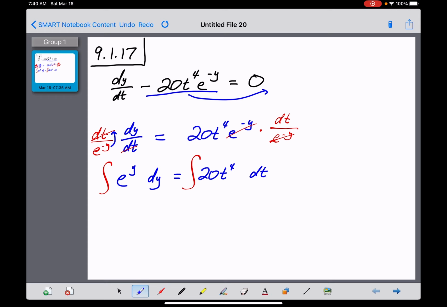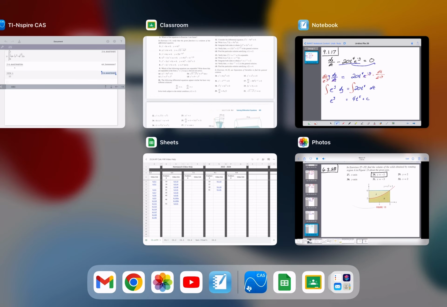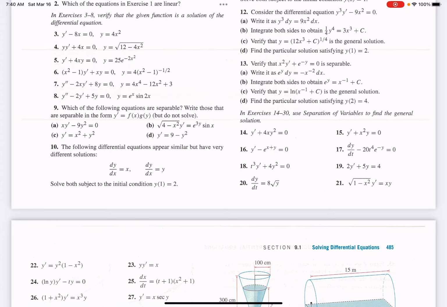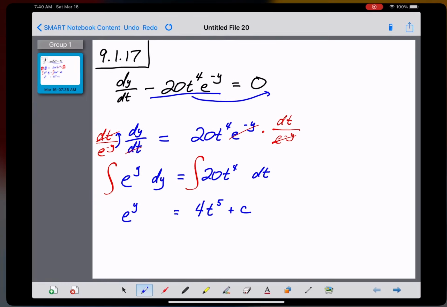So now we've got everything separated, so we'll go ahead and anti-differentiate both sides of this equation. Antiderivative of e to the y is just e to the y divided by the derivative of the exponent, but that's just 1 here. Equals, looks like we're going to have a 4t to the fifth power and a plus c at the end of all that. And if I'm remembering this right, I think this was just a general differential equation, not one with an initial value here.